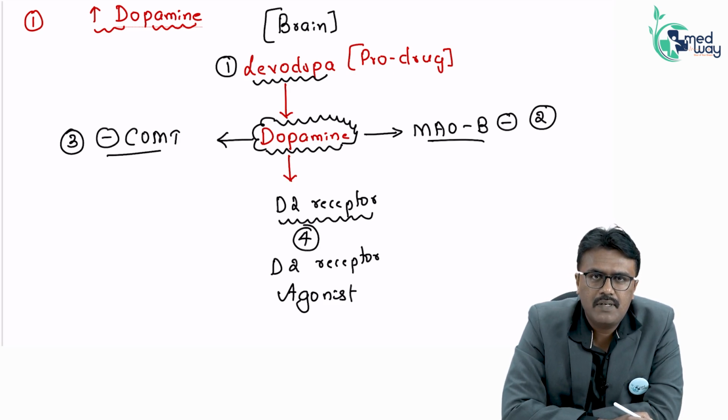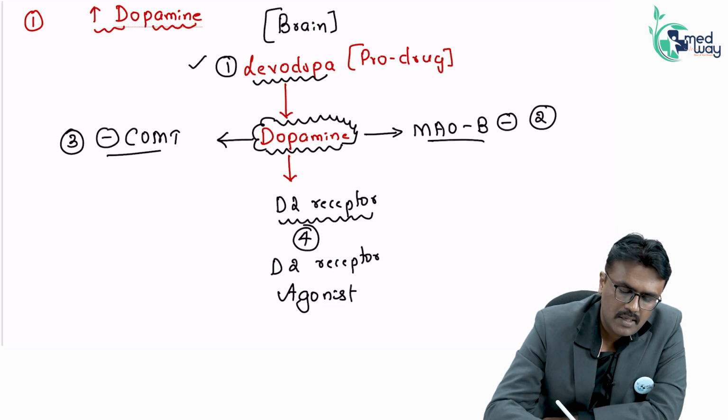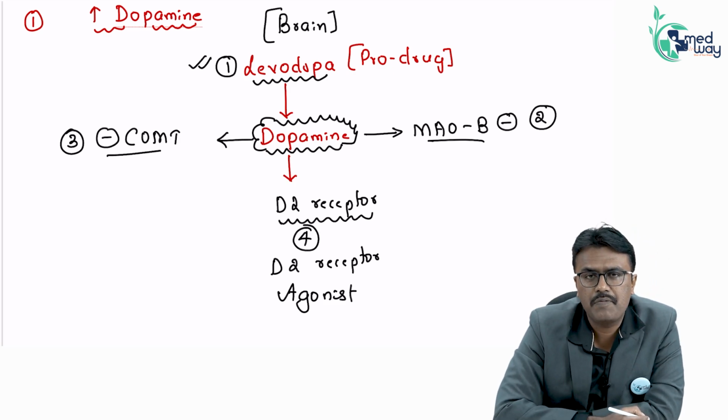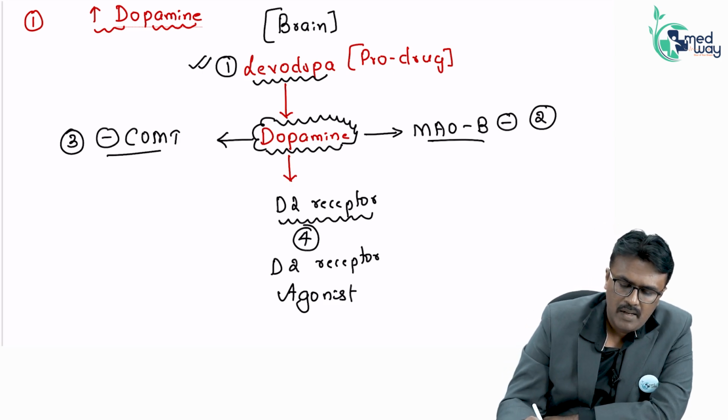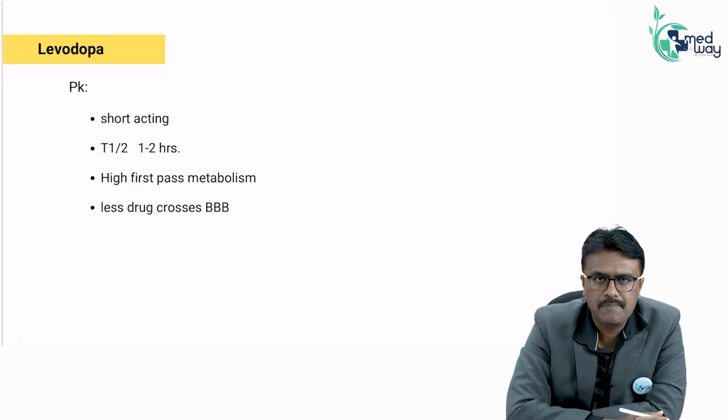Please remember, whatever drugs we are using for Parkinson's disease, they are not going to stop the disease progression. Then why are we giving these drugs? It is to treat the symptoms. And the most effective treatment among all these is levodopa. Levodopa is the most effective treatment for Parkinson's disease. That was asked in one of the exams. Let us go one by one. Let us take levodopa first.